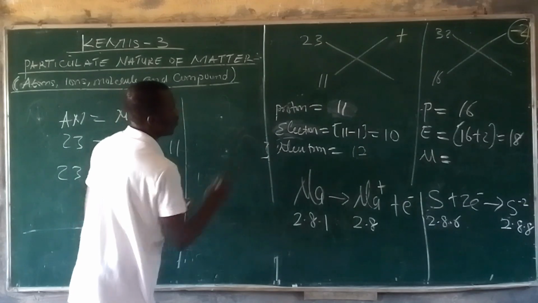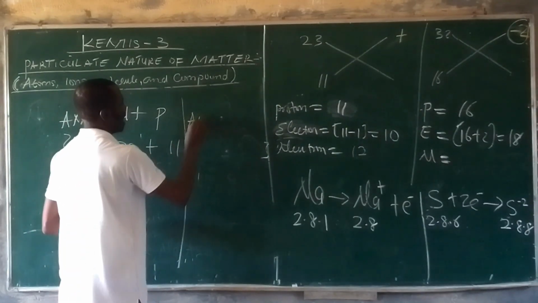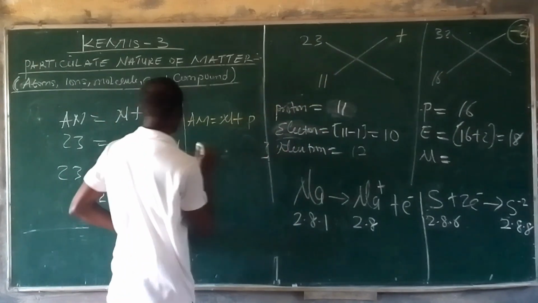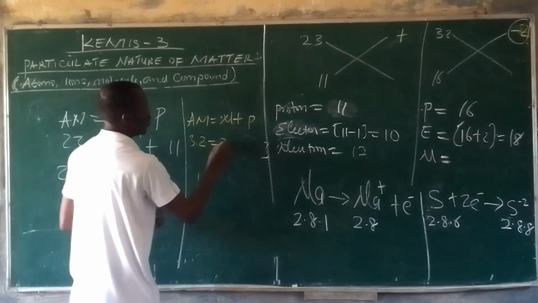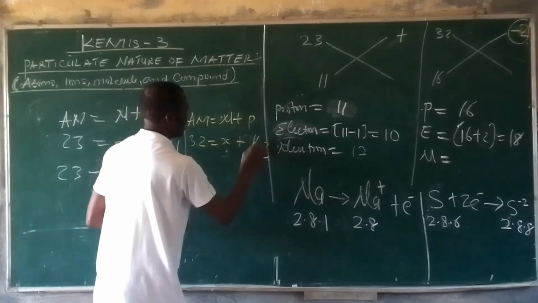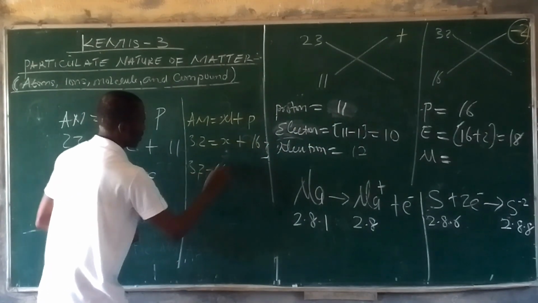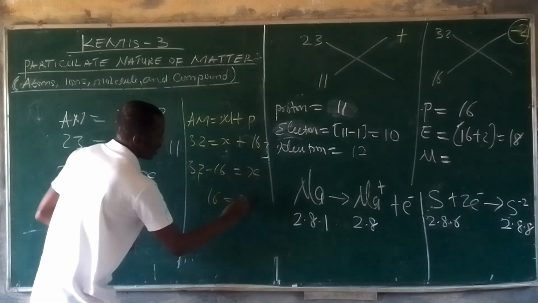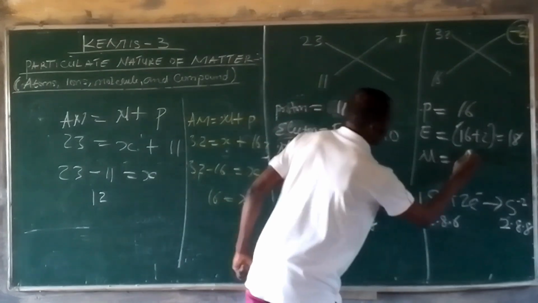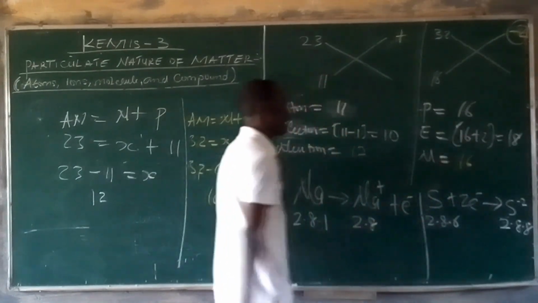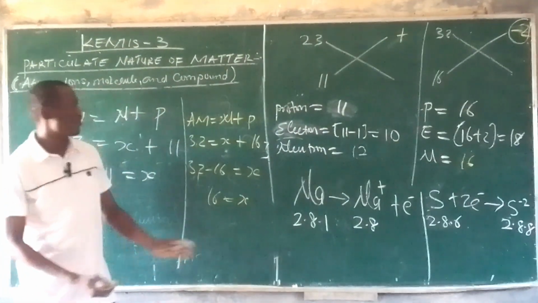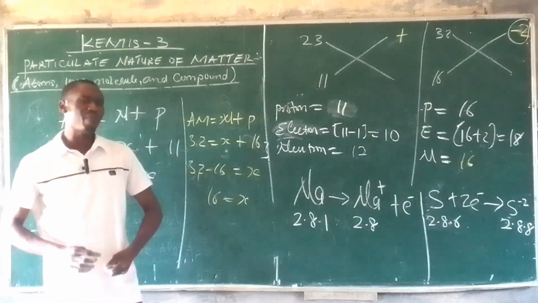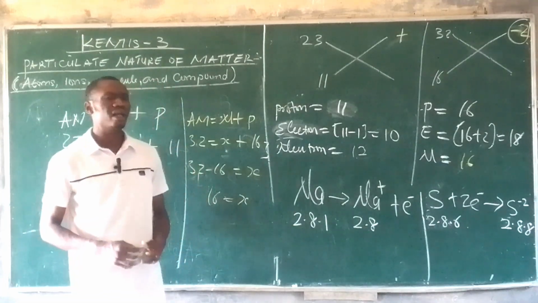And then we have the second one. The atomic mass is equal to neutron plus proton. Atomic mass over there is 32, and the neutron we don't know. Proton is 16. Moving 16 to that side, 32 minus 16 is equal to x. 32 minus 16 is 16, so x is equal to 16. So the number of neutrons here is 16. So this is how to solve for the number of neutrons, protons and electrons in a particular particle of an element.